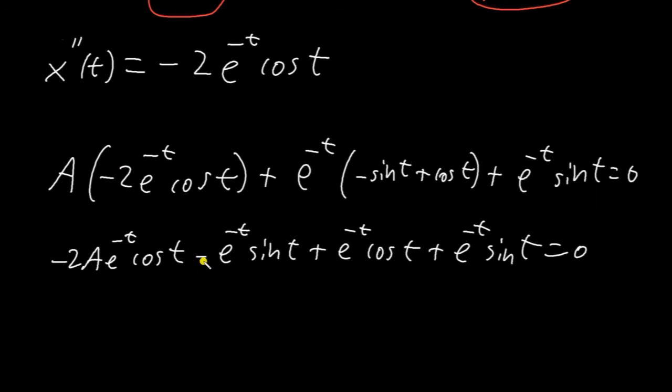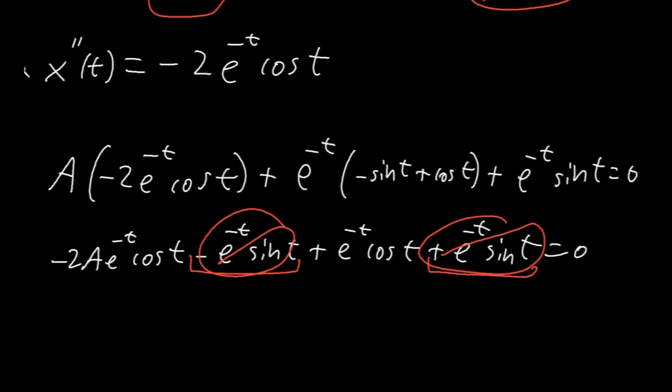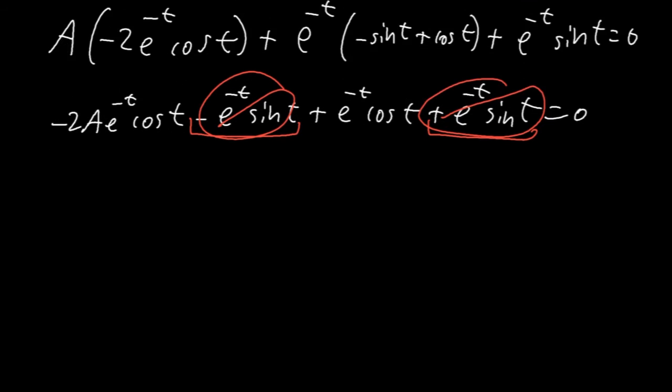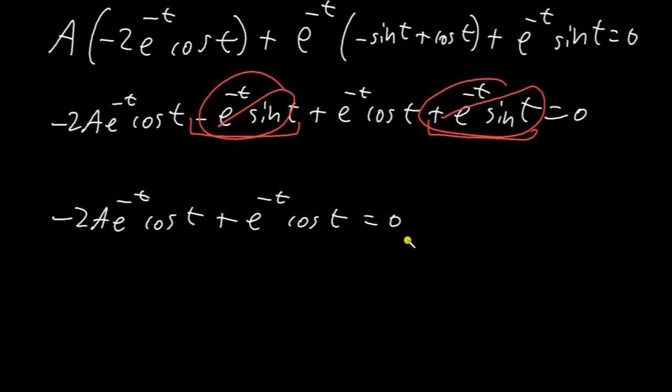Well, similar to what we did before, we have a negative e to the negative t sine of t, and a plus e to the negative t sine of t. These both can cancel each other out and go bye-bye. And then we're left with negative 2a e to the negative t cosine of t plus e to the negative t cosine of t equaling 0. Okay, now we'll factor out an e to the negative t cosine of t from both terms. I'll get e to the negative t cosine of t times negative 2a plus 1 equaling 0.